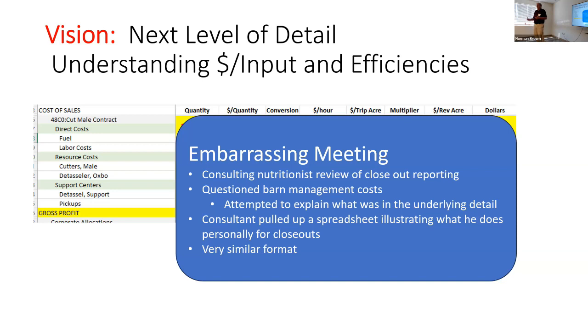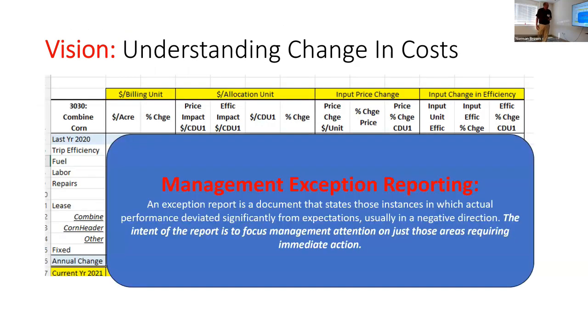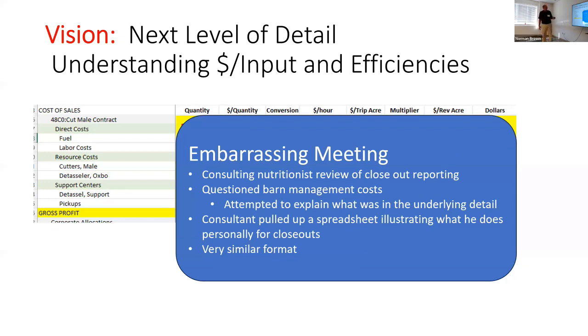And then he asked, "Well, how many labor hours per space do you have? Does it require?" I didn't have it. But what was embarrassing about it was, as I was trying to explain all this, he pulled up a spreadsheet that he maintains for his closeouts, and it was pretty close to that same format. He knew his gallons of propane, he knew gallons per space, he knew his labor hours. How he was coming up with those numbers, I don't know, but he had it all in the spreadsheet.